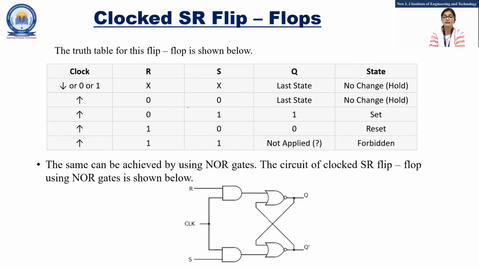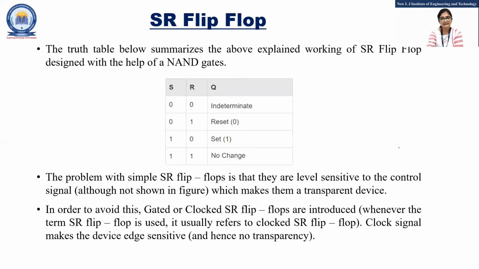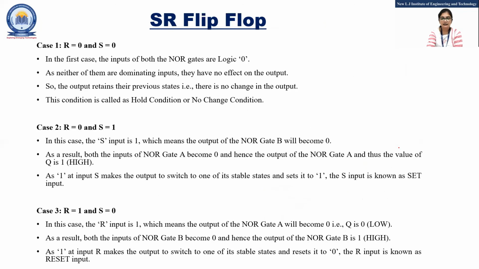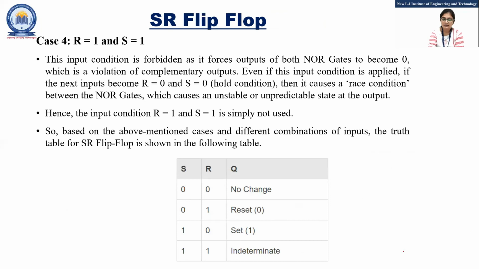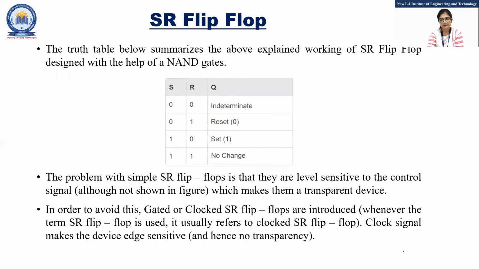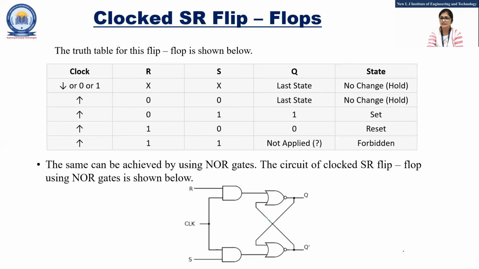As we have seen in the NOR gate SR flip-flop, this table will be the same. This table is similar to what we discussed for the RS flip-flop using NOR gate. You can refer to this table. The same table we are using here, means the function will be the same. Here we are using NOR gate, so the function will be the same. The simple change is we are applying these inputs through this extra AND gate. It's fine.